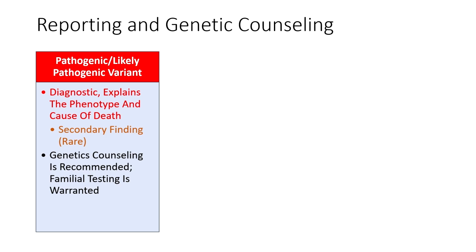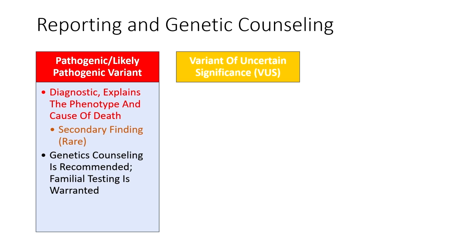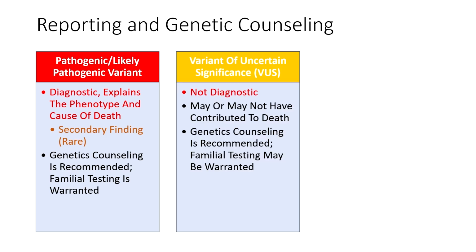The second type is where a variant of uncertain significance is detected. The variant is not diagnostic and may or may not have contributed to the cause of death. Genetic counseling is recommended. Familial testing may be warranted.